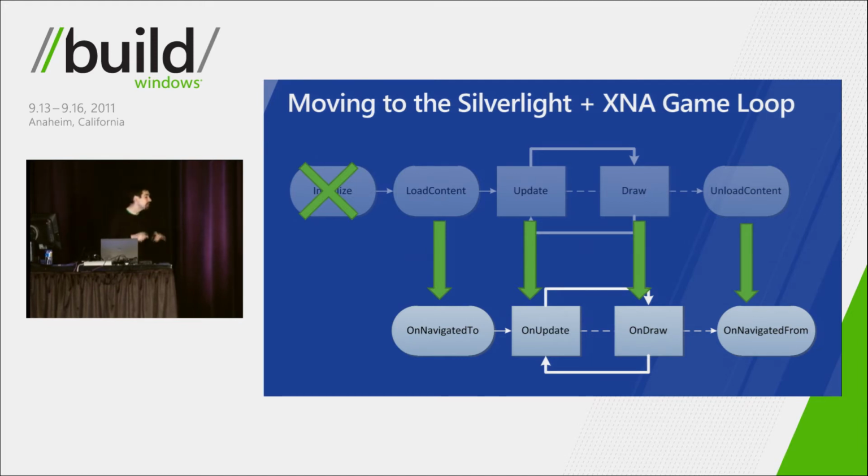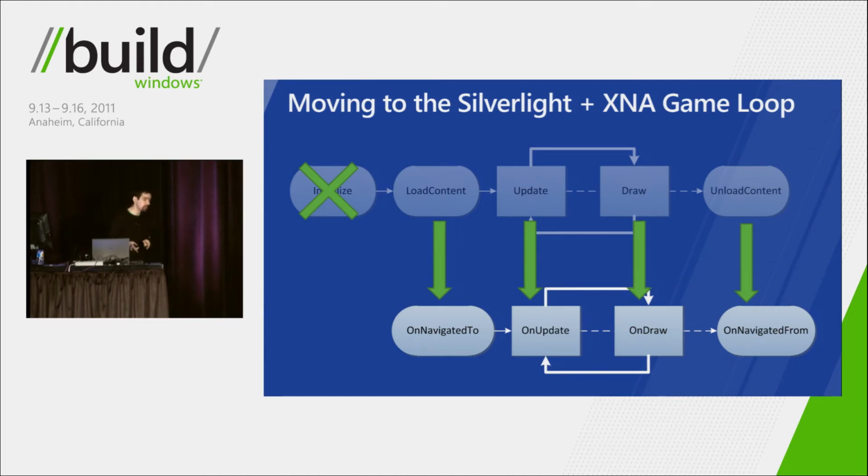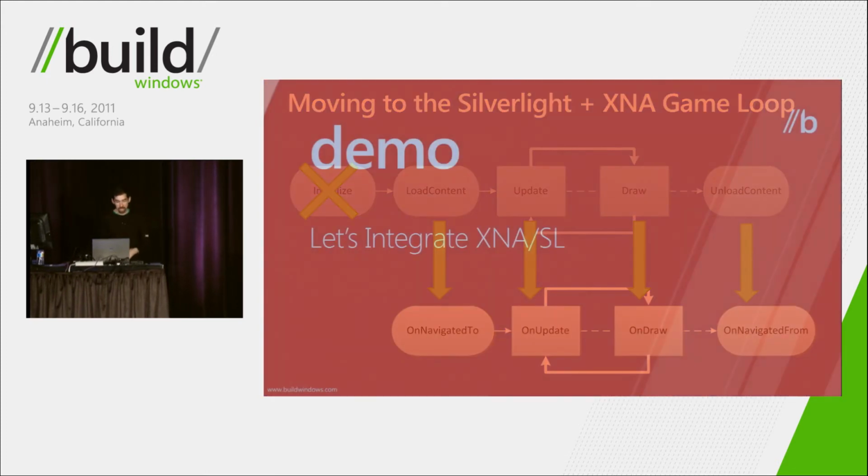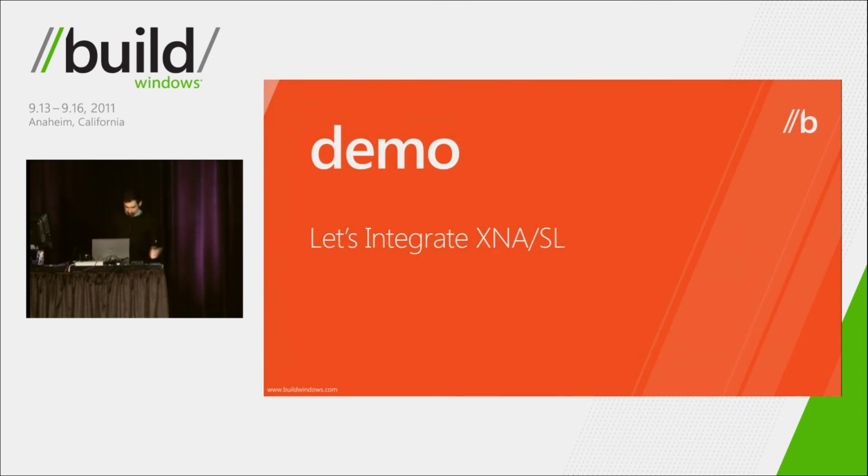And inside the OnDraw call, if you want to, you can then call the UI Element Renderer to render any Silverlight pieces on top that you want. How hard is this, really? Let's go take a look.